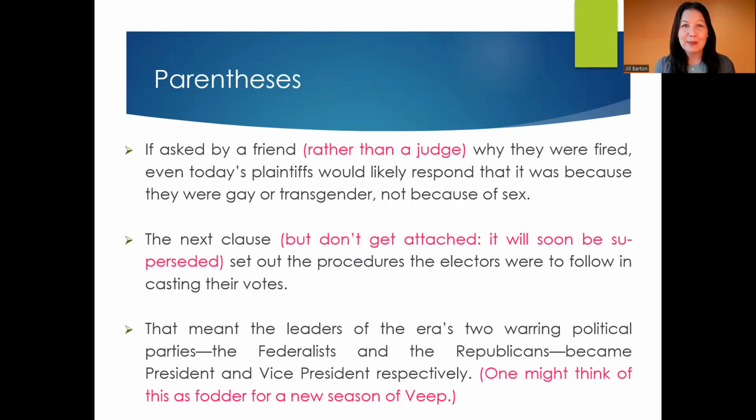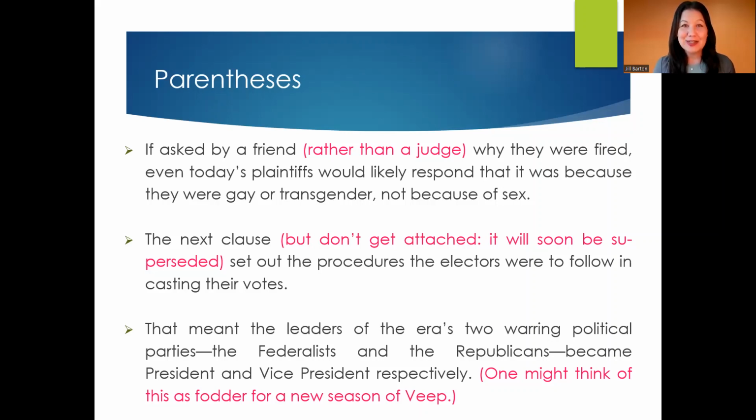And in the first example, Justice Gorsuch exemplifies how we use parentheses, and that is to add secondary information. It's not essential to the sentence. It's just adding a little extra information, and it's kind of whispering it to the reader, which is different from a comma, which offsets information, or an em dash, which really calls attention to the information that those em dashes are surrounding. So here, Justice Gorsuch writes, if asked by a friend rather than a judge why they were fired. So he's just adding a little extra information, a phrase, all lowercase, within the parentheses.